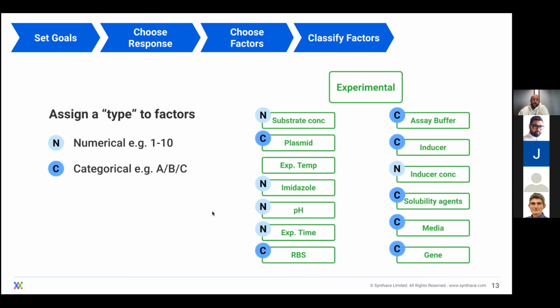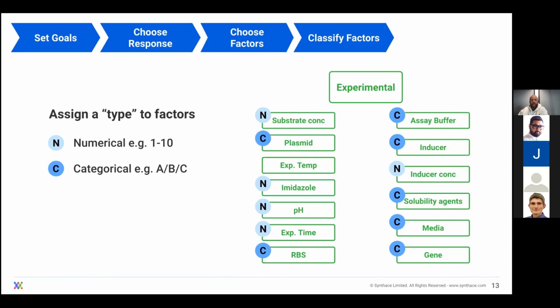The next assignment are the categorical factors. These are the ones that are split into distinct categories or groups. If we think about media, you may be able to purchase the same media from 3 different suppliers, supplier A, B, and C. And you might think this will impact your response. So you make media supplier a categorical factor for your experiments.